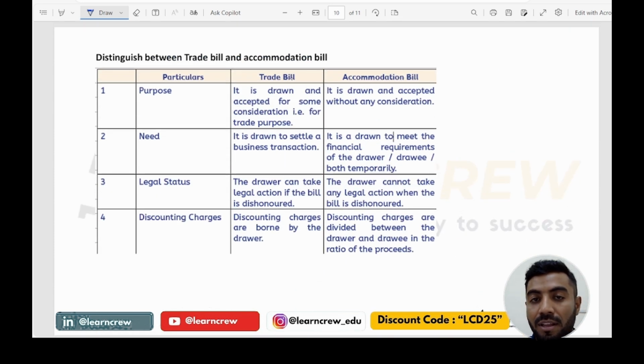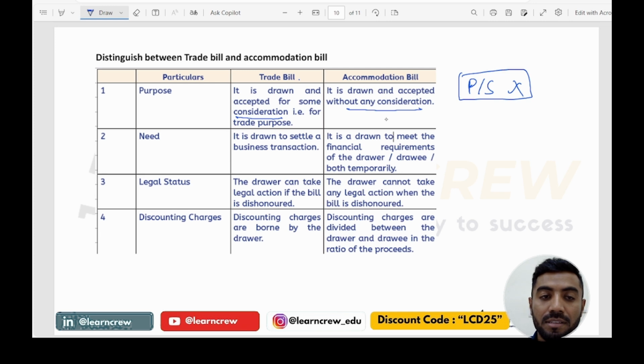Now, what is the difference between a trade bill and an accommodation bill? A trade bill is drawn and accepted for some consideration, when a purchase and sale is made for that consideration. An accommodation bill is drawn and accepted without any consideration. There's no purchase or sale. Just since they want money, it has been accepted.